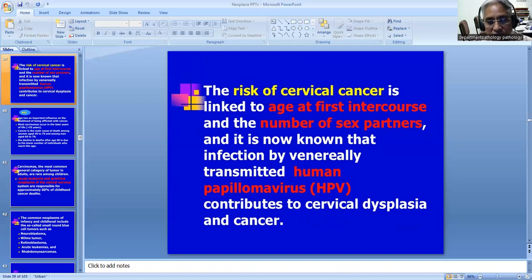The risk of cervical cancer. In epidemiological studies of cervical cancer, some factors were found to be associated with increased incidence, such as age at first intercourse. So early age of marriage or age at first intercourse is found to be more associated with cancer of the cervix. If there is a history of multiple sex partners, there is also an increase in cervical cancer. It is also known that a history of any sexually transmitted venereal disease, such as human papillomavirus, leads to cervical dysplasia, and ultimately to the development of cervical cancer.